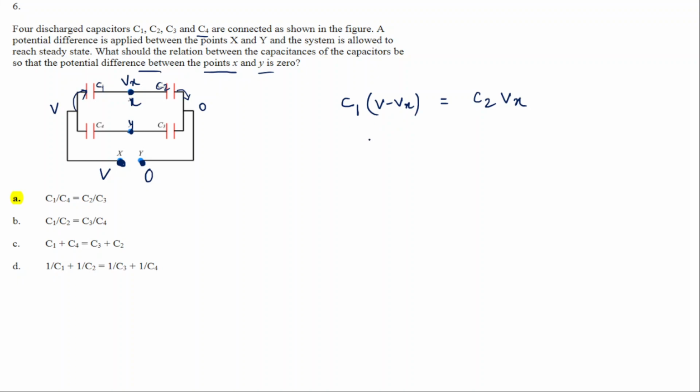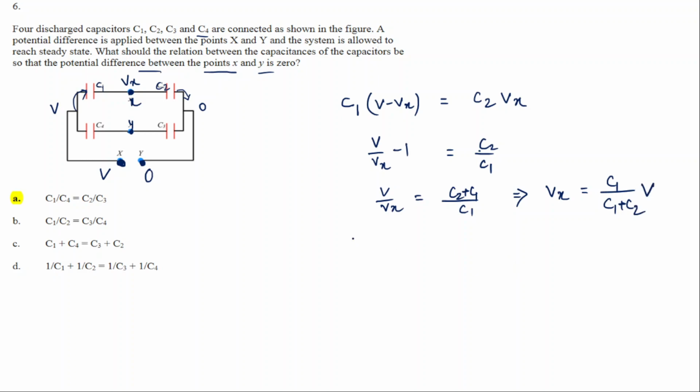From there we get, if we divide by Vx, V by Vx minus 1 equals C2 by C1, and V by Vx becomes (C2 plus C1) divided by C1. And Vx becomes C1 by (C1 plus C2) times V.